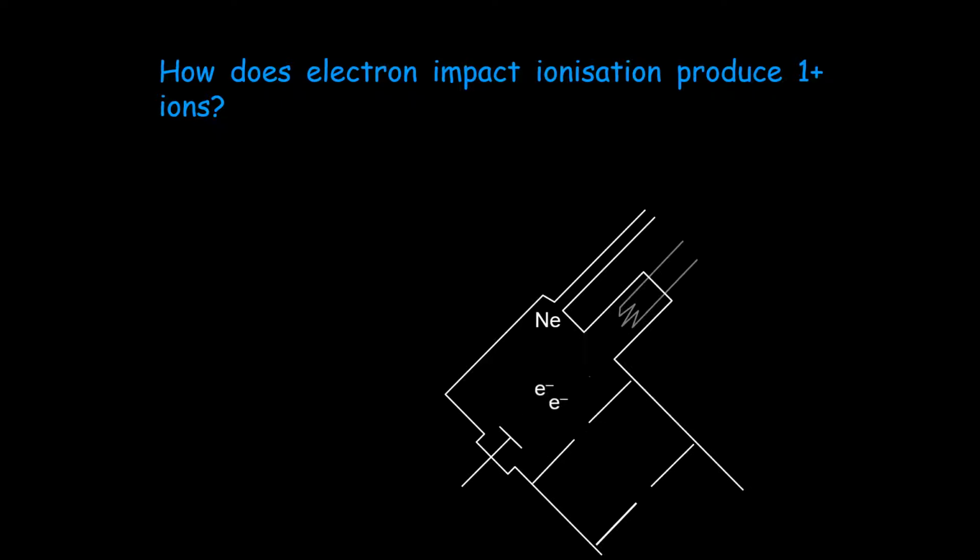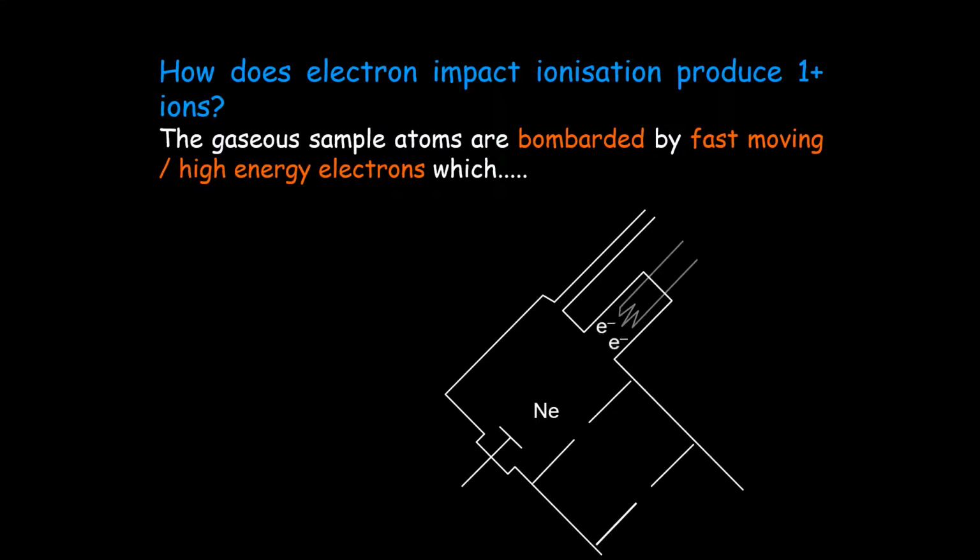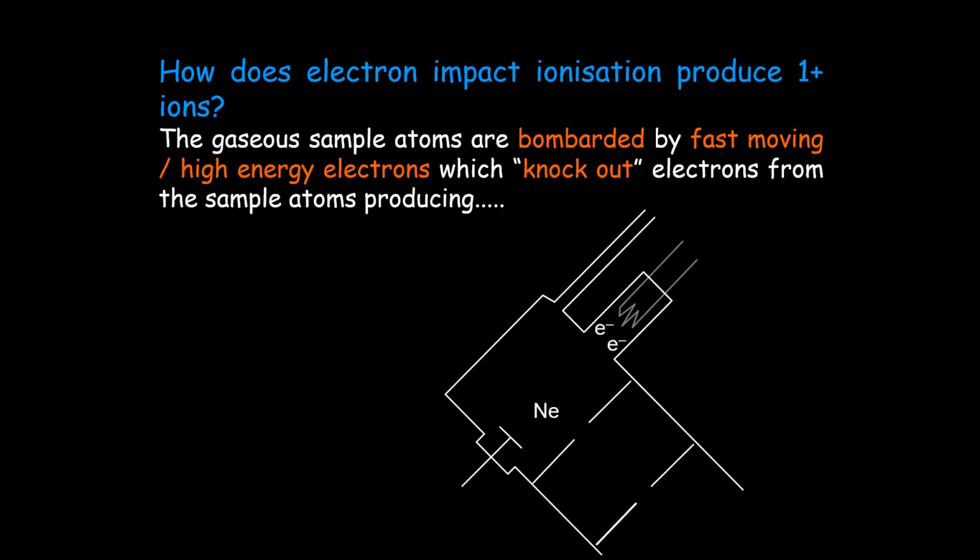So in this chamber we have put our gaseous sample in there, which is neon, and we can see that there is a beam of high energy fast moving electrons being fired from an electron gun. The gaseous sample atoms are bombarded by the fast moving or high energy electrons, which knock out electrons from the sample atoms, producing 1+ ions.